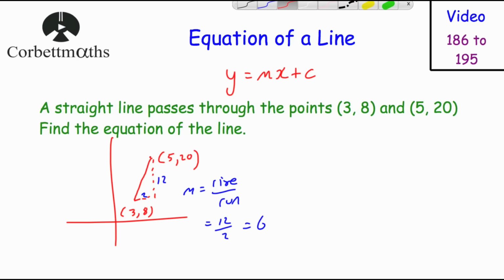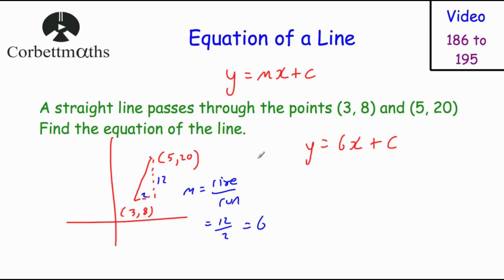So for every 1 we go across, we go up 6. And let's just check it. If we went across 1, we would get to 4, and then if we go up 6, we'd get to 14. Then if we went across another 1, we get to 5, and up another 6, we get to 20. So yeah, that's right. Okay, so we know it's y equals 6x plus something, so plus c.